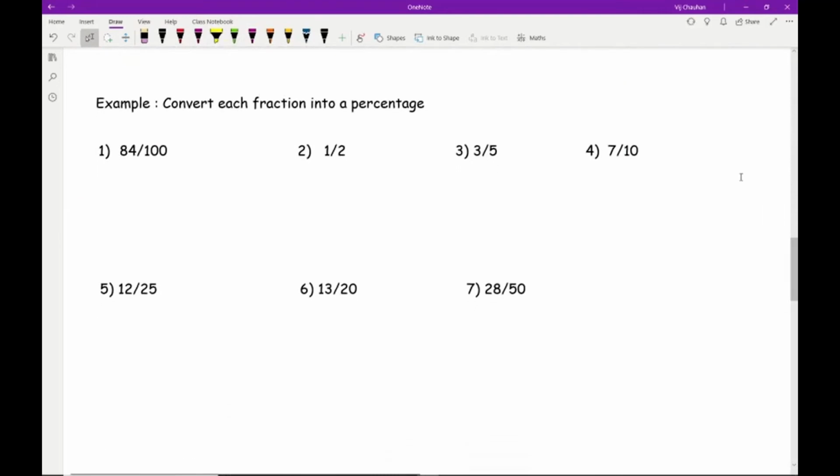So in the first one, we've got to convert each one into a percentage. Now your end game is to try and get the denominator over 100. As you can see in question 1, we've already got it over 100, so that just simply becomes 84%. So once it's over 100, your answer is basically whatever your numerator is. Looking at question 2, I've got 1 over 2. Now if your denominator is 2, you multiply both the top number and the bottom number by 50. So 1 times 50 is 50, and 2 times 50 is 100. So again, we've got 100 as our denominator, so the final answer here is going to be 50%.